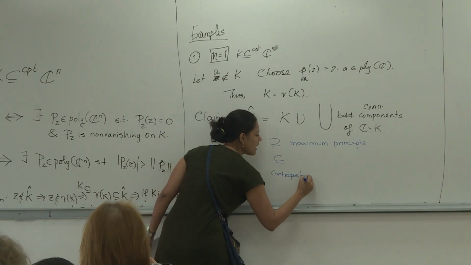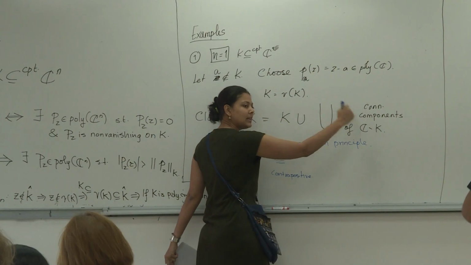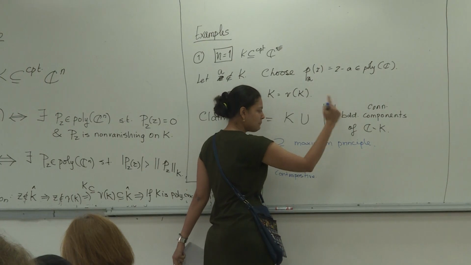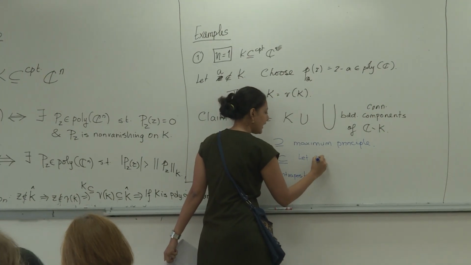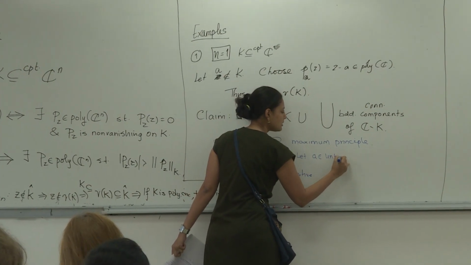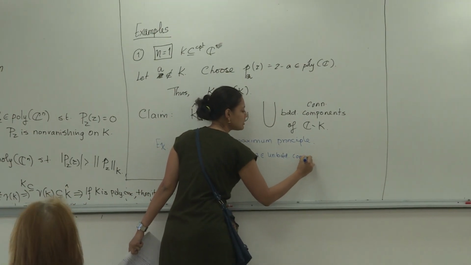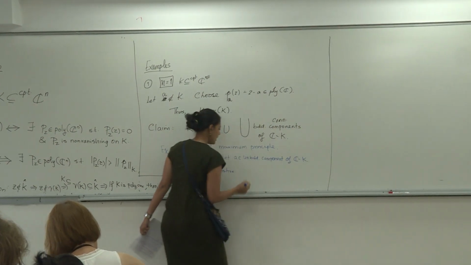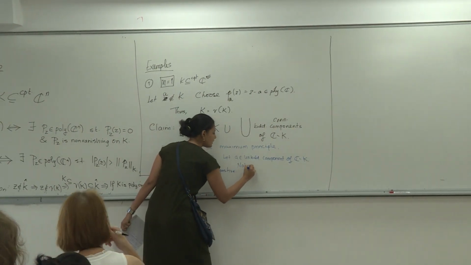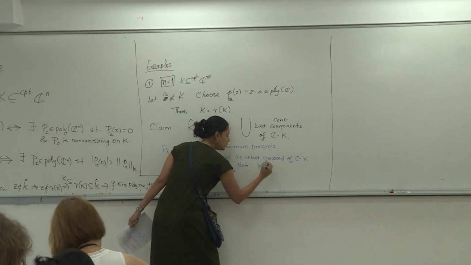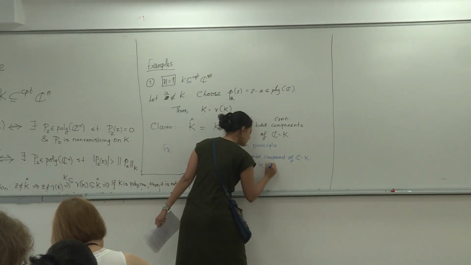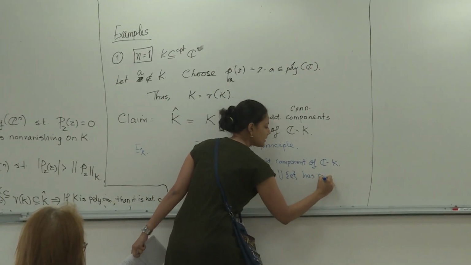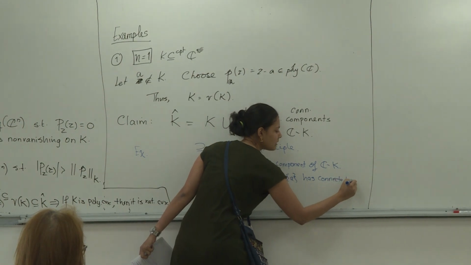so if you want to complete this argument, you take an element in the unbounded component of C minus K. So that's some point. So let A be in the unbounded component of C minus K. Note that if I look at K union A, this has connected complement.